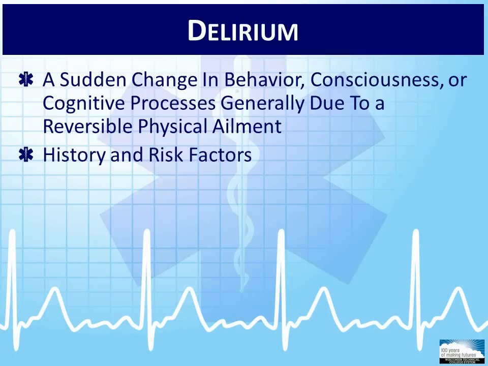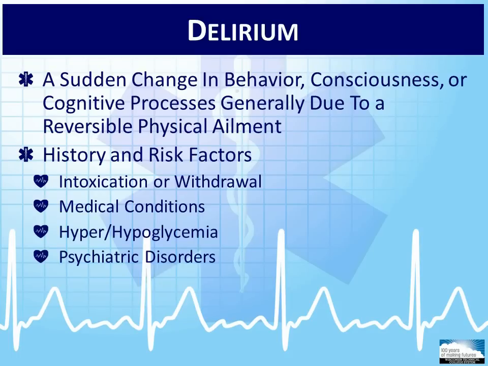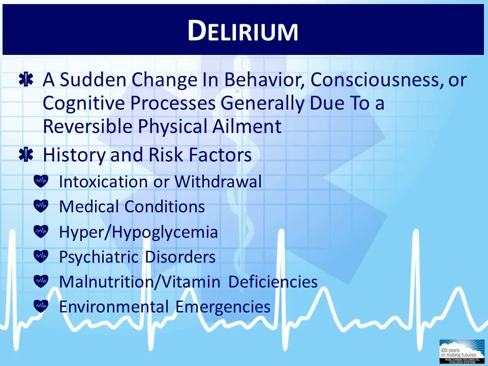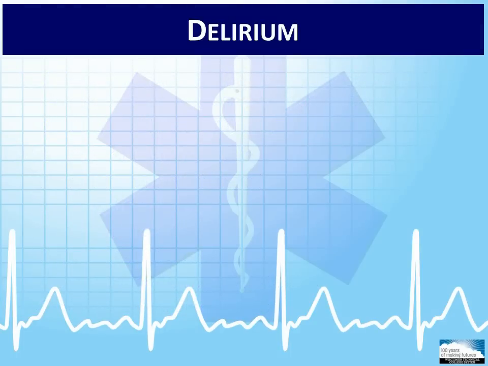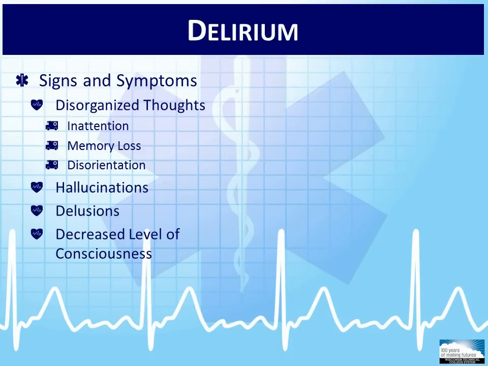History and risk factors that predispose a geriatric patient for developing delirium include intoxication or alcohol withdrawal, use of medications or illicit drugs, medical conditions such as urinary tract infections, bowel obstruction, dehydration, cardiovascular disease, or febrile episodes, hyper or hypoglycemia, psychiatric disorders including depression, malnutrition and vitamin deficiencies, and environmental emergencies. The geriatric patient with delirium may have the following signs and symptoms: disorganized thoughts such as inattention, memory loss and disorientation, hallucinations, delusions, and decreased level of consciousness.